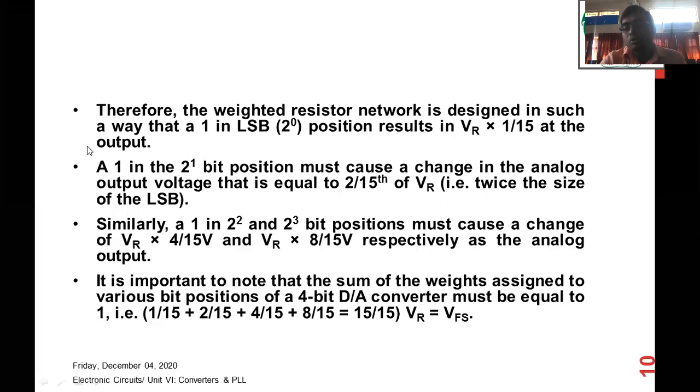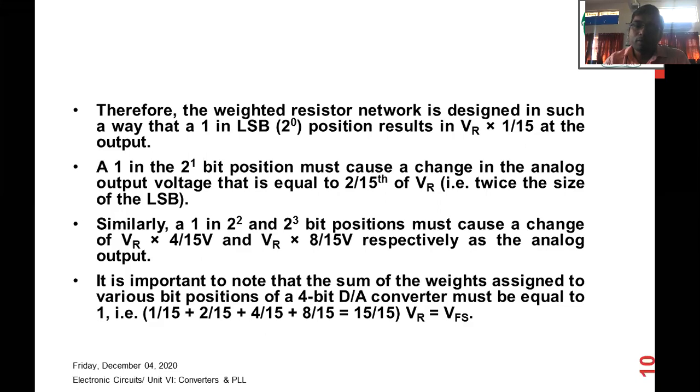So it is important to know that the sum of the weights assigned to various bit positions of a 4-bit digital to analog converter must be equal to 1 upon 15 plus 2 upon 15 plus 4 upon 15 plus 8 upon 15, that is 15 upon 15, that is 1. That is VR. So VR is nothing but the full scale voltage. VR is a full scale analog voltage of the D to A converter.